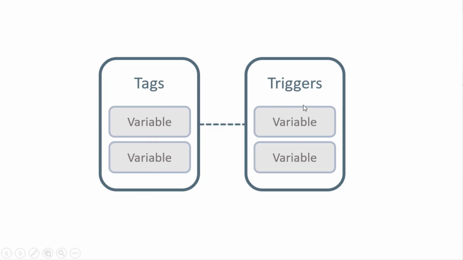And I believe that variables are the most confusing, at least they were for me when I was just starting to learn Google Tag Manager. So we can take a look at this a bit differently. At first, we have a tag.